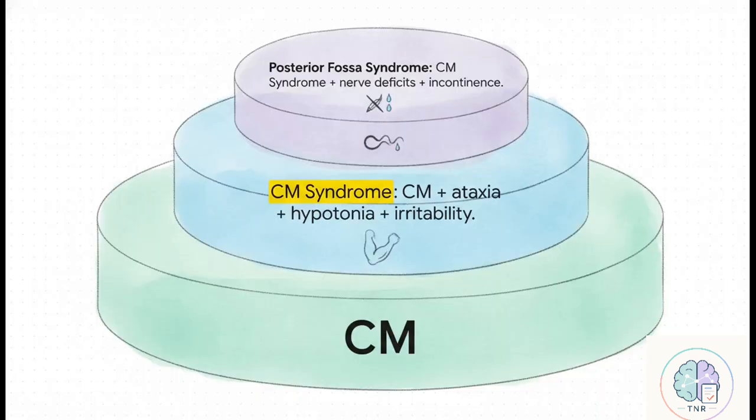It's absolutely vital to understand how CM fits into the broader clinical picture. See, CM can occur in absolute isolation, but cerebellar mutism syndrome includes the mutism plus ataxia, hypotonia, and irritability. Now, look at how posterior fossa syndrome builds directly on top of that. It takes all of those symptoms and then adds cranial nerve deficits, neurobehavioral changes, and urinary incontinence or retention. It's like stacking building blocks of clinical science.